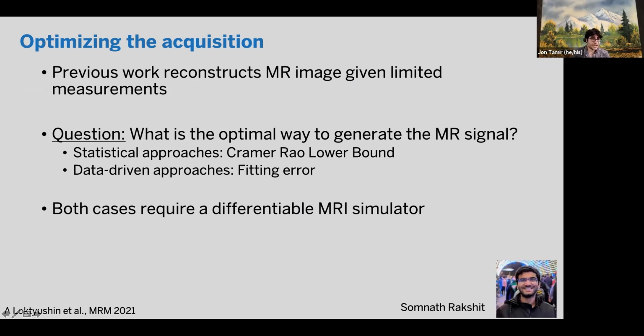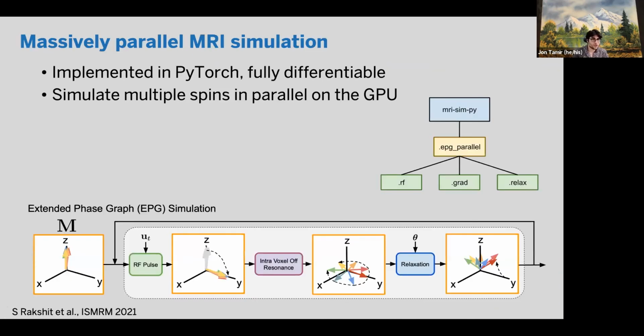Okay, and so the question is how to choose them wisely, and statistical arguments have been made with a lot of success. And nowadays we're moving to more of these data-driven approaches where we could just directly use the fitting error to evaluate how good this set of sequence parameters is. Now, in both cases, though, we require an MRI simulator effectively if we're going to use this in an auto differentiation kind of framework. So we need it to be differentiable. And so we've been working on a massively parallel MRI simulation, also implemented in PyTorch and fully differentiable, that can simulate multiple spins in parallel on the GPU.